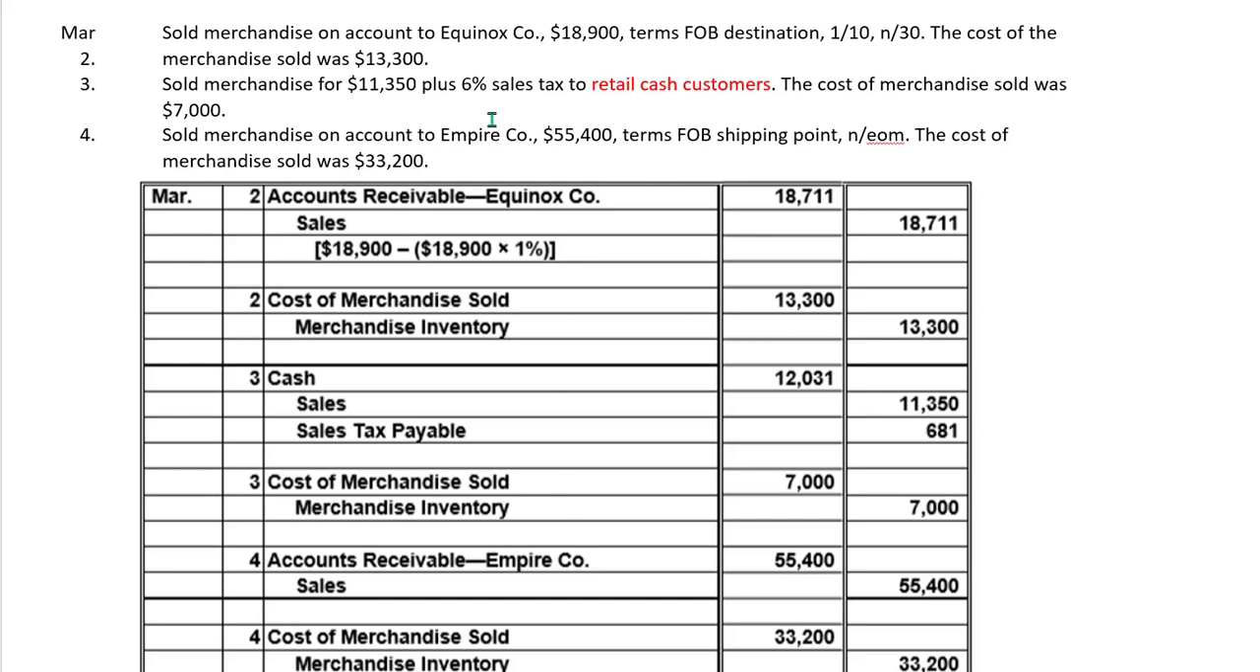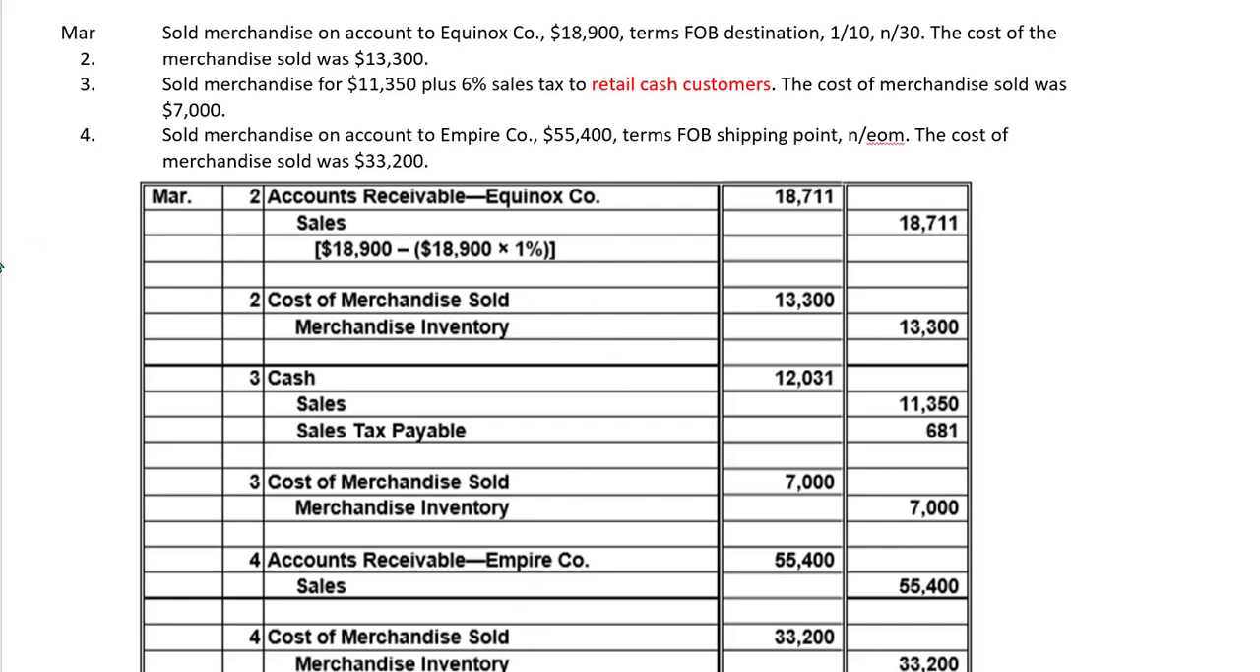And then this one is real straightforward. Sold merchandise on account for 55.4. Terms FOB shipping point, which means we don't have to pay any freight on it. And the cost of merchandise sold was 33.2. So in this case, here's my debit to accounts receivable, credit sales, debit cost of merchandise sold, credit merchandise inventory.